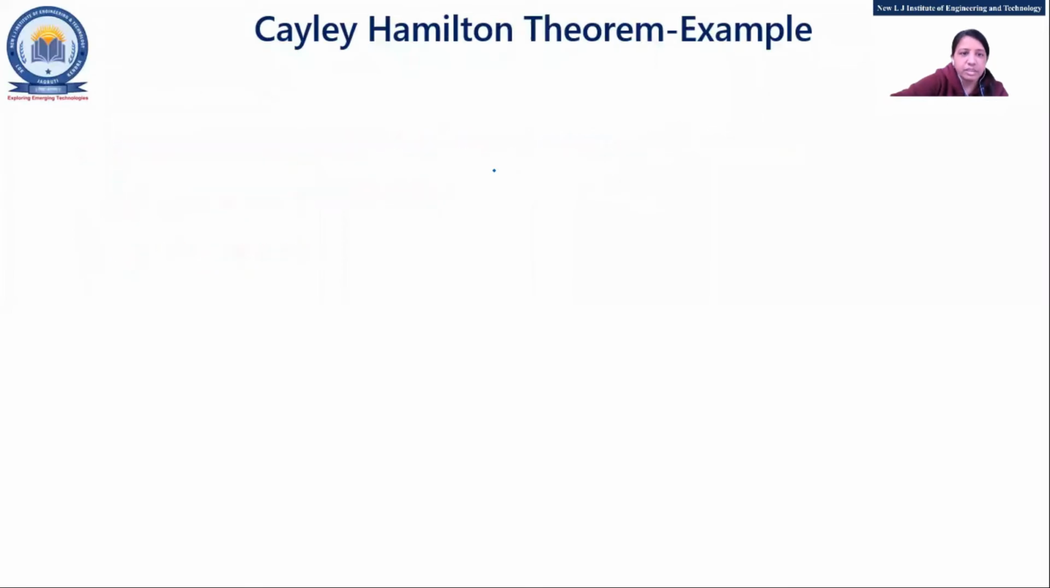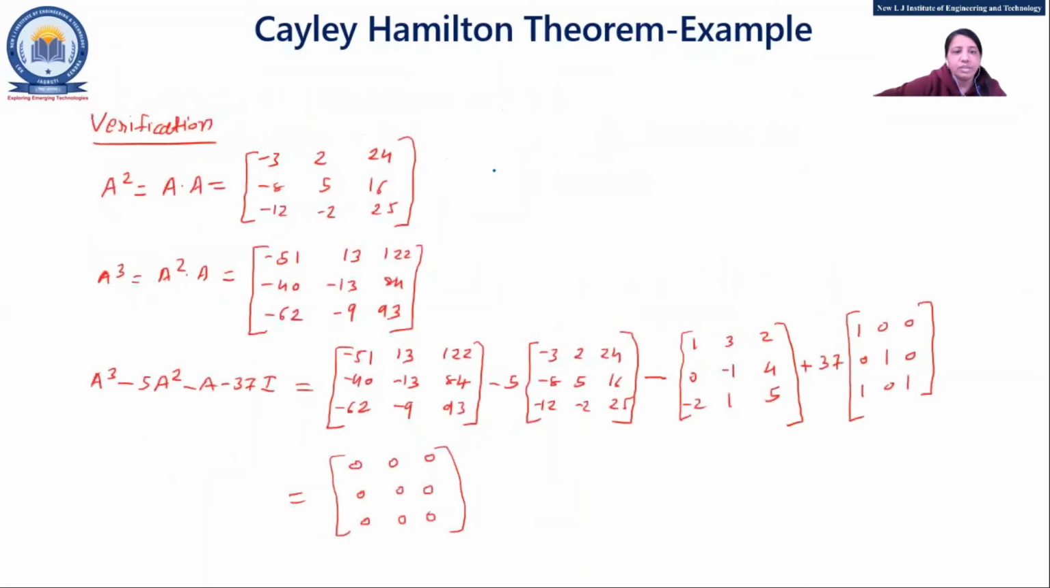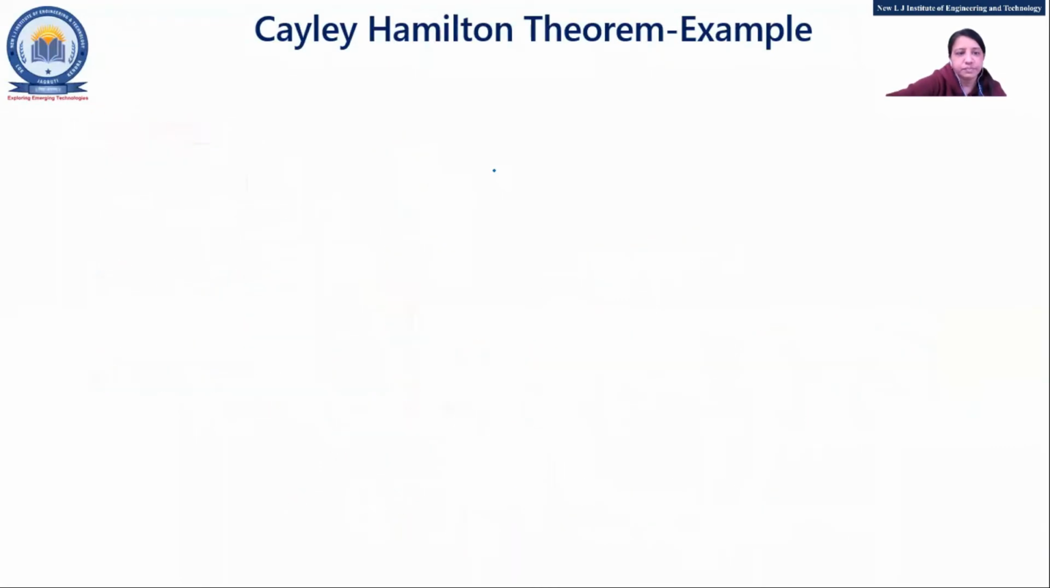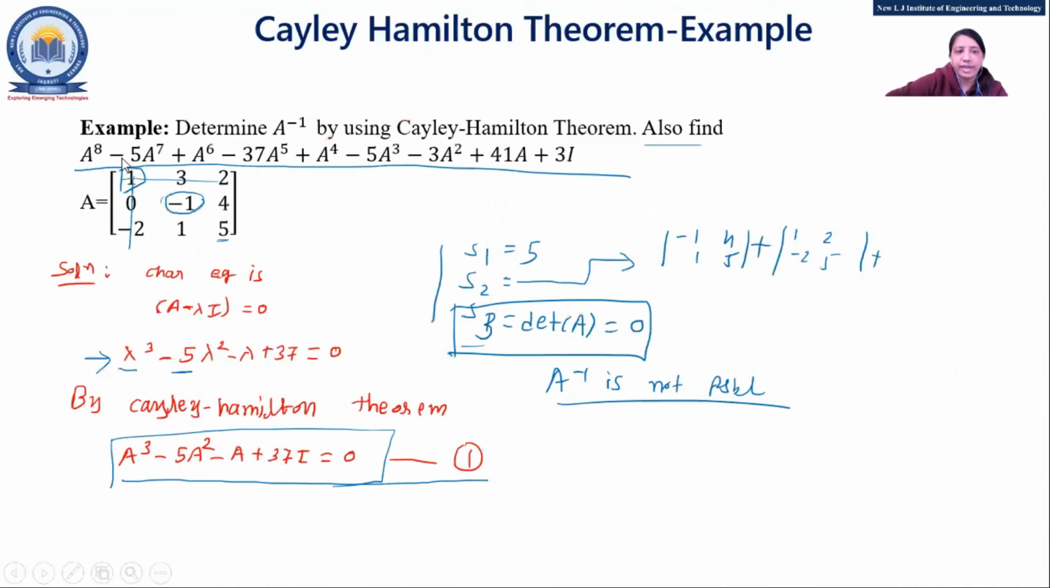Now, the other thing was what? In the same example, find out this one: A raised to 8 minus 5A7 plus A6 minus 37A5. So you can see that whatever equation is given to you, it is of the same form as the characteristic equation. See here there is a 37, so here also you will get 37.